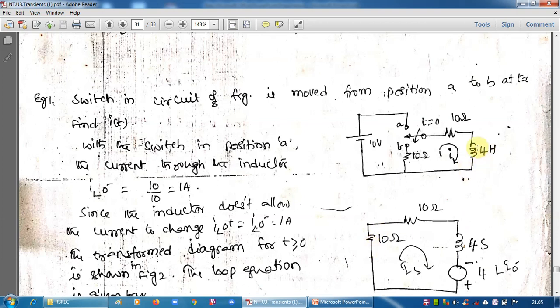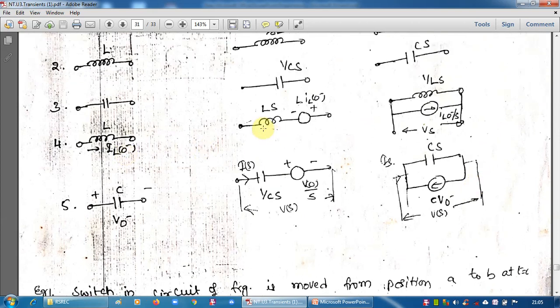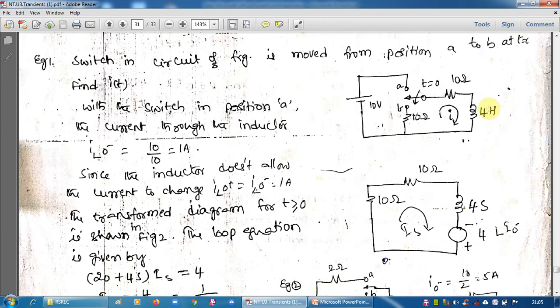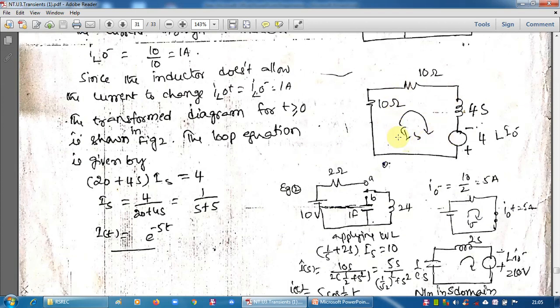And this inductor, 4 henry with initial current. How is an inductor with initial current represented? Ls in series with a voltage source. Here also Ls, L means 4, so 4s in series with the initial value. The initial value is L into I naught, L means 4, I naught is 1, 4 into 1 is 4. So L is represented by Ls in series with some voltage. So this is the transformed circuit.